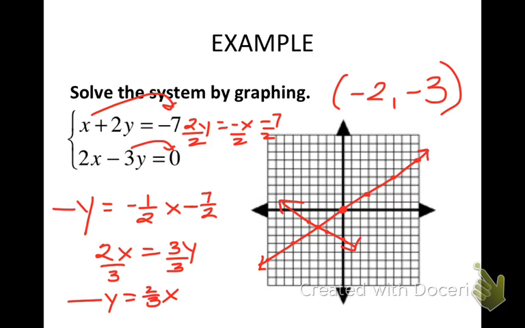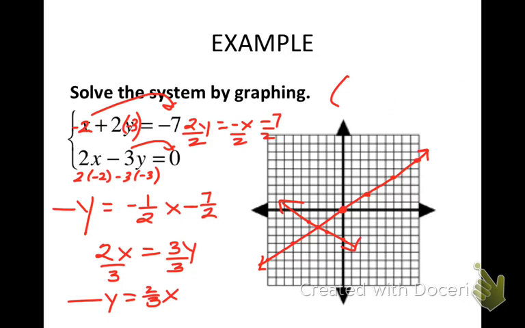Let's check it, make sure we did it right. If I plug those values in, negative 2 plus 2 times negative 3. Uh-oh, we're not right. So what does that get me? I got negative 8. 2 times negative 2 minus 3 times negative 3. What did we do wrong? Did we just copy it down wrong? Is that negative 3, negative 2? Did I just do it backwards? Yeah.